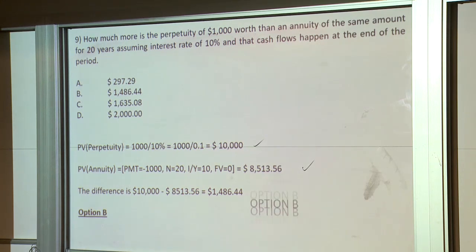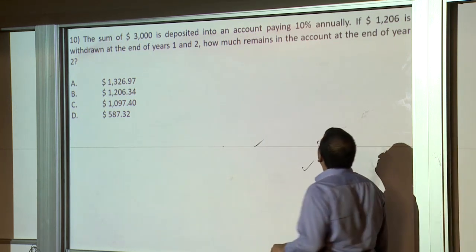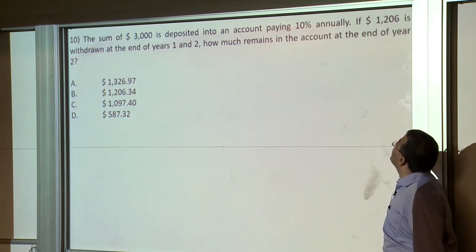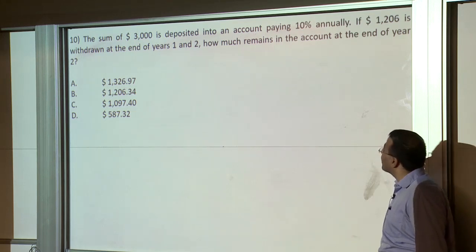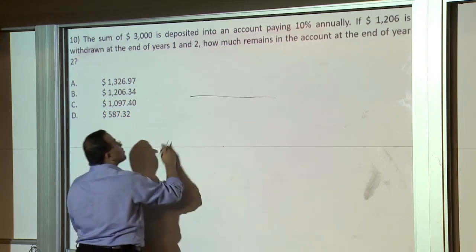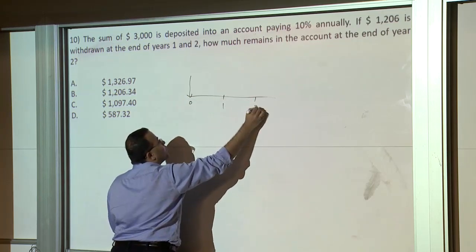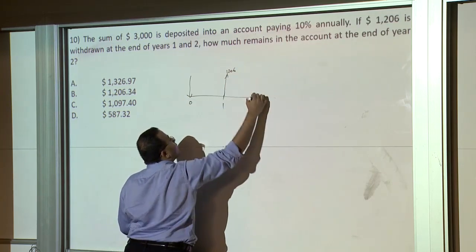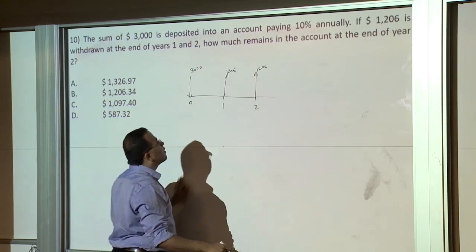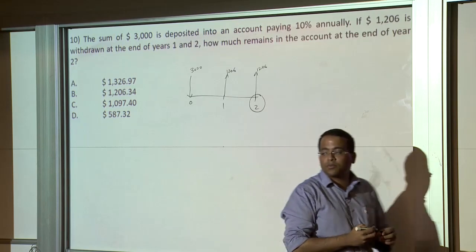Okay, let's move on. The sum of 3,000 is deposited into an account paying 10% annually. If 1,206 is withdrawn at the end of years 1 and 2, how much is left in the account at the end of year 2? This is again a slightly interesting question. There's $3,000 put into an account, and at the end of year 1 and year 2, some money was withdrawn. We just need to find out what's left in this account at the end of year 2.